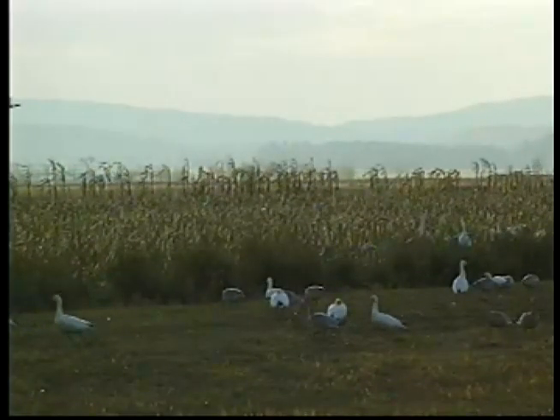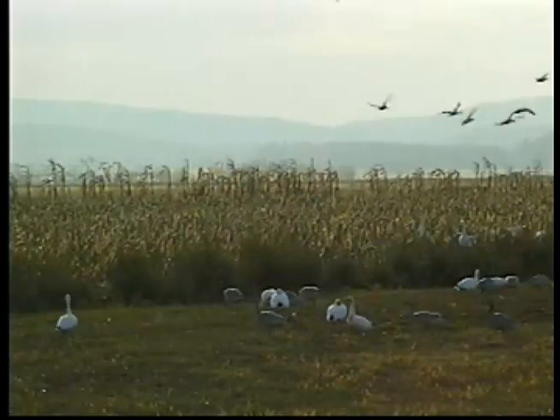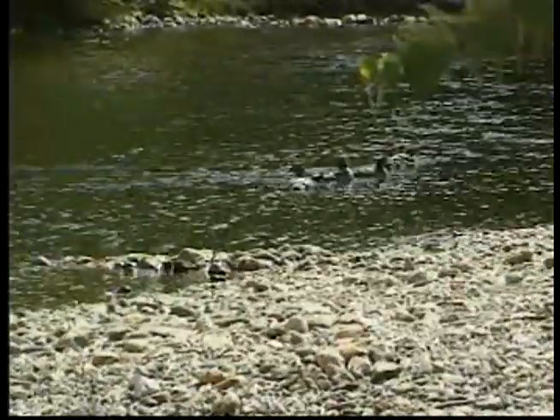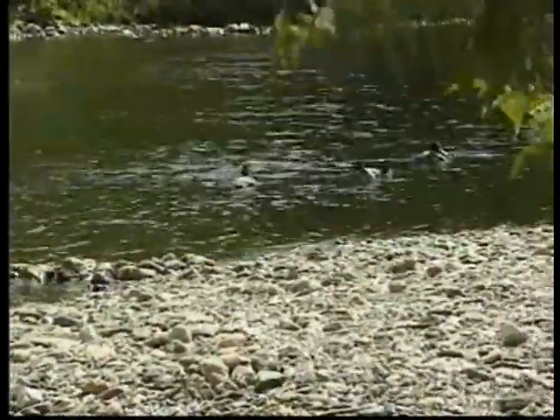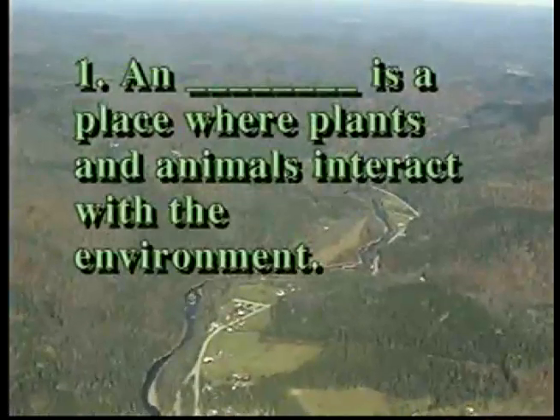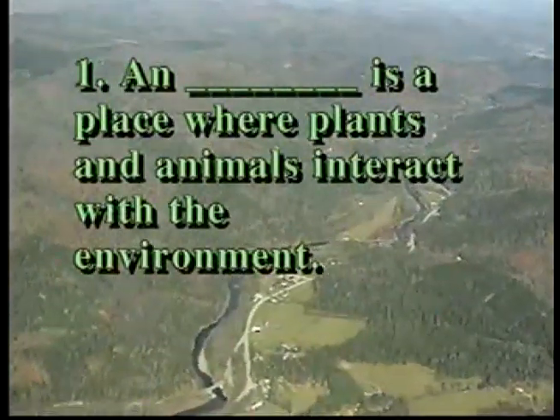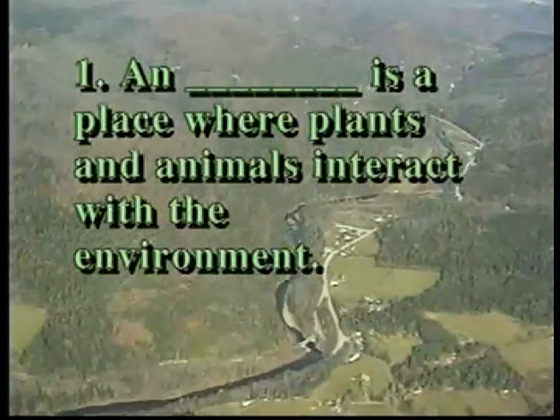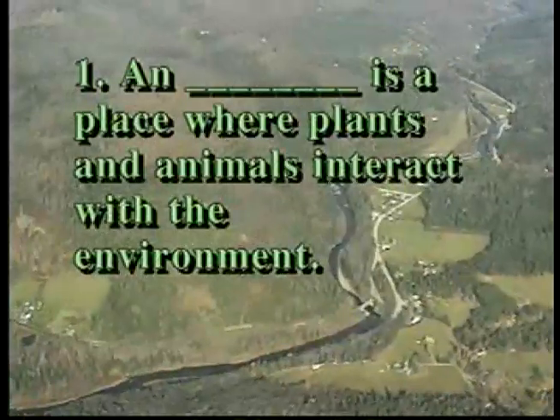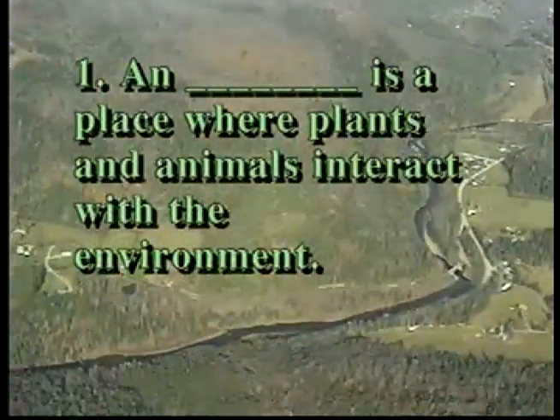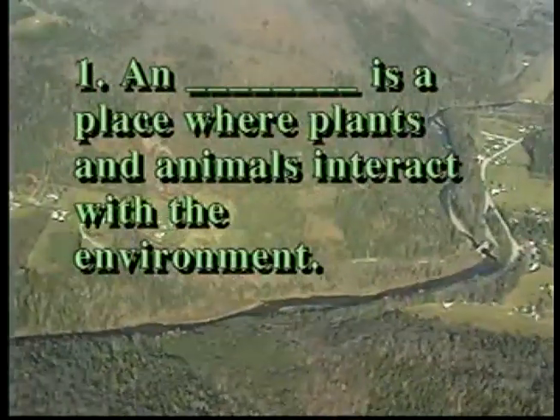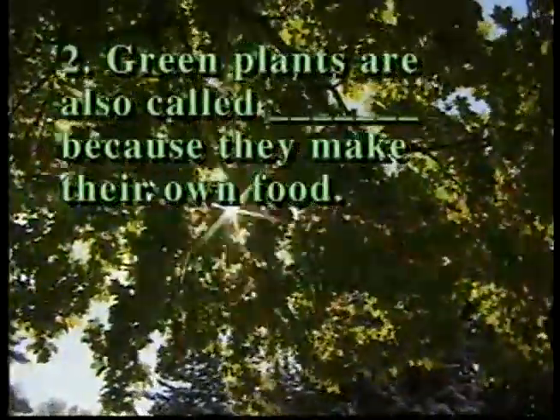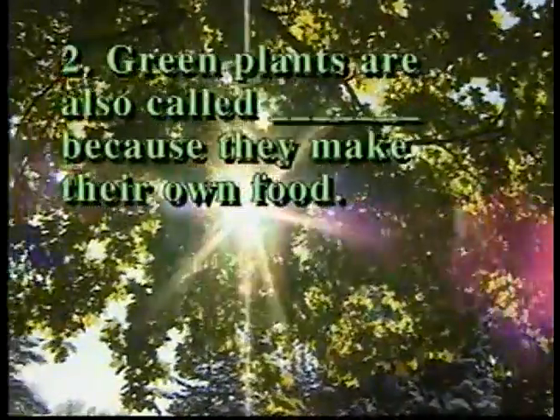Now we're going to take a few minutes to review some of the things you learned while watching this video. Just fill in the blank with the correct word when you hear this tone. Let's get started. Number 1, an ecosystem is a place where plants and animals interact with the environment. Number 2, green plants are also called producers because they make their own food.